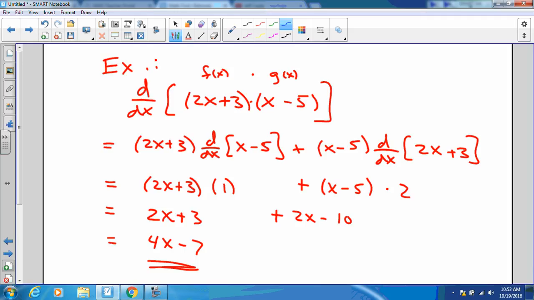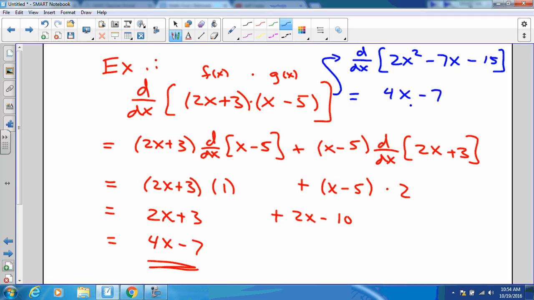Now, remembering the previous night's homework, some of you may say, couldn't I have done some algebra first to simplify this? Yes. An alternative approach could have been to multiply through, and when I multiply through using FOIL, what I get is 2x squared, plus 3x minus 10x is minus 7x, and minus 3 times 5 is minus 15. And if I go through and differentiate term by term, I get, again, 4x minus 7, which agrees with what I got from the product rule.